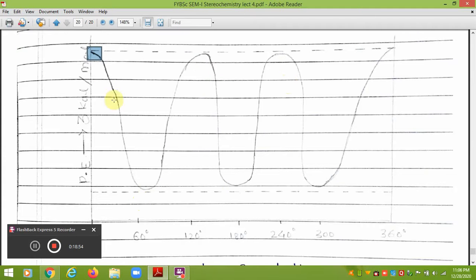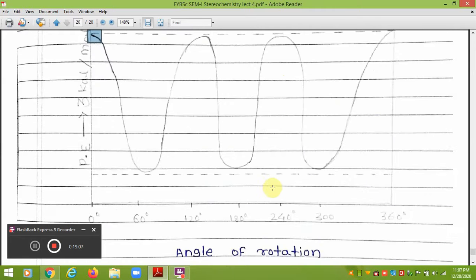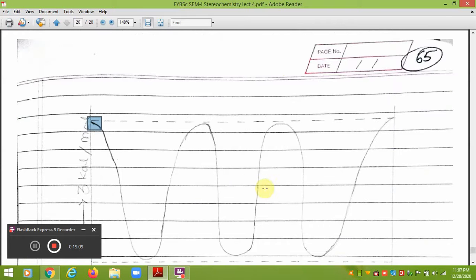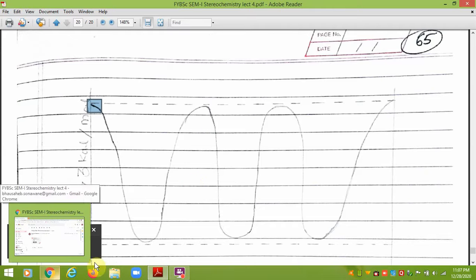So this is 0 degree, 60 degree, 120 degree, 180 degree, 240 degree, then 300 degree and 360 degree. So this is the variation of potential energy of the ethane molecule versus angle of rotation. This is the energy profile diagram of the conformational isomerism of the ethane molecule.